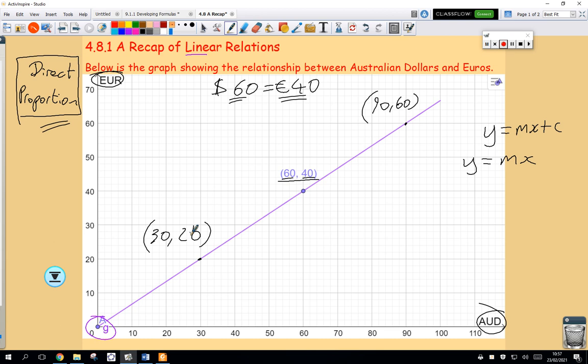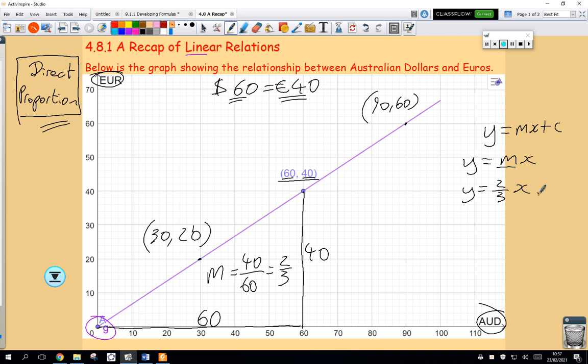I want to find the equation of this line. y equals mx. Remember, m we said is slope. So to find the slope, we'll use the point that was given and the origin as our 2 points on this line. To find the slope, I just need to establish what is the rise. Here it's 40. And what is the run? Here it's 60. The slope is the rise over run. So the slope is 40 over 60, which reduces to 2/3. So y here is equal to 2/3 of x.